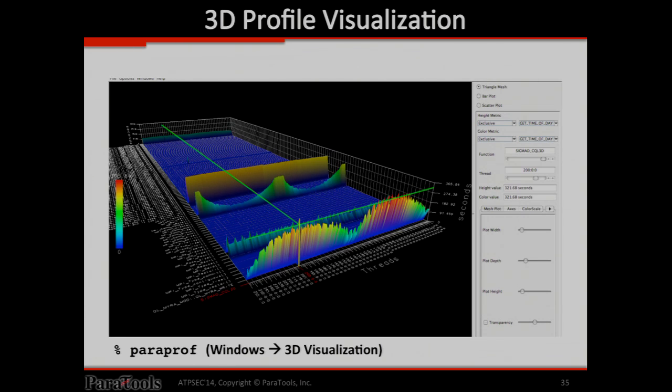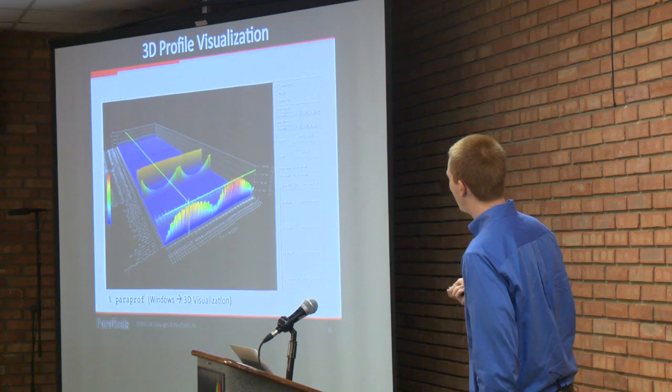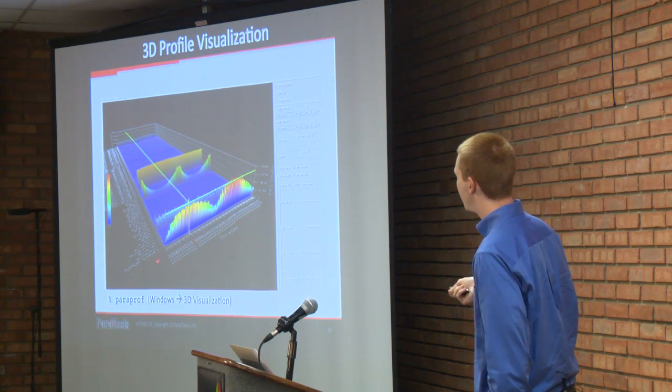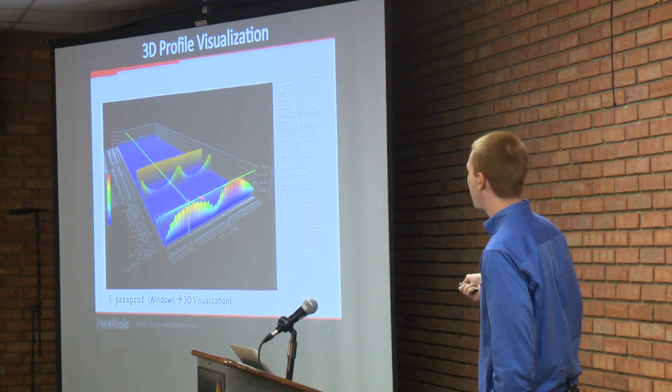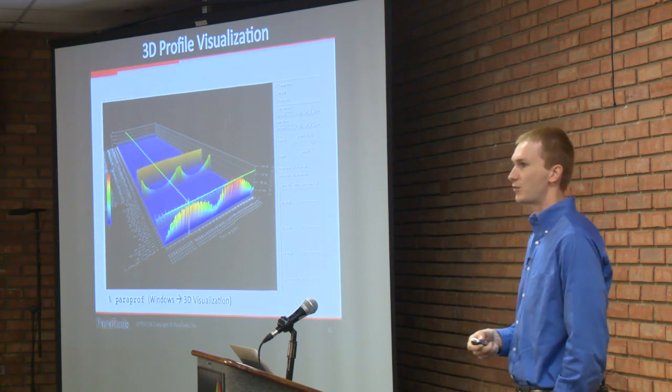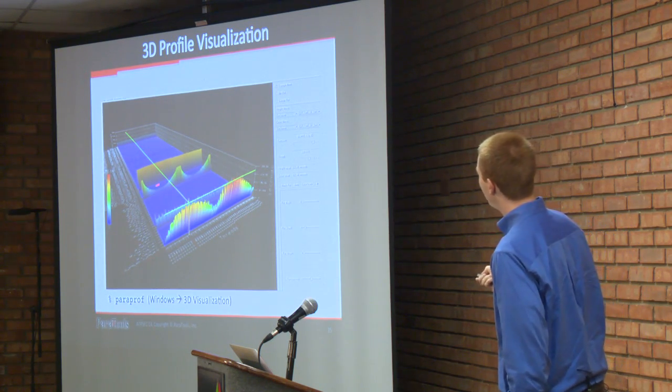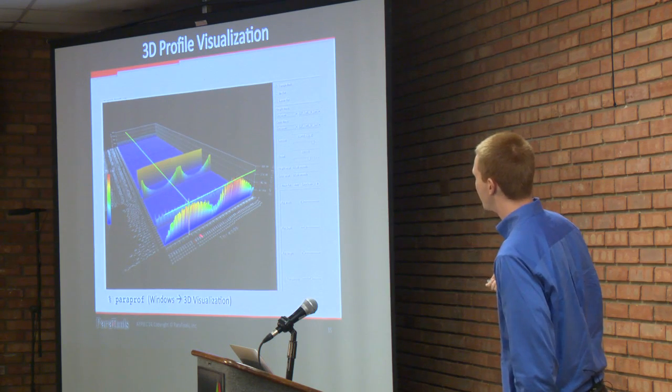TAU includes some really great 3D visualization features. These are more than just eye candy. They're actually very useful. In the 3D visualization, we have on one axis the threads of the application, and on another the routines in the application, or code regions. It becomes immediately obvious if there are any kind of patterns in your data when viewed in this way. There's a clear inverse relationship between these two functions.